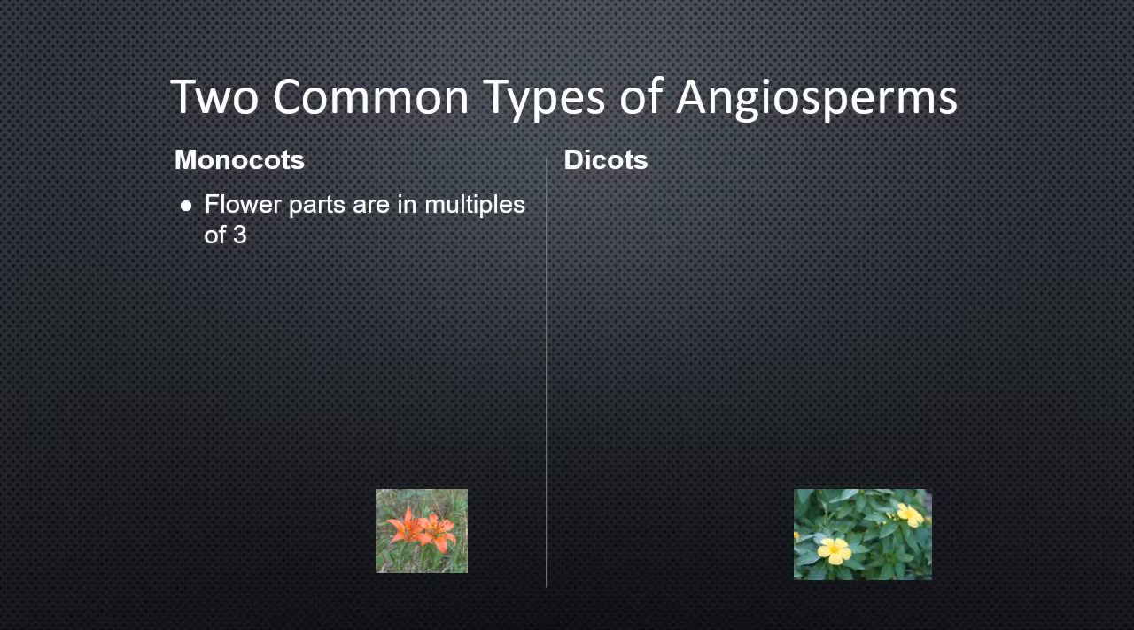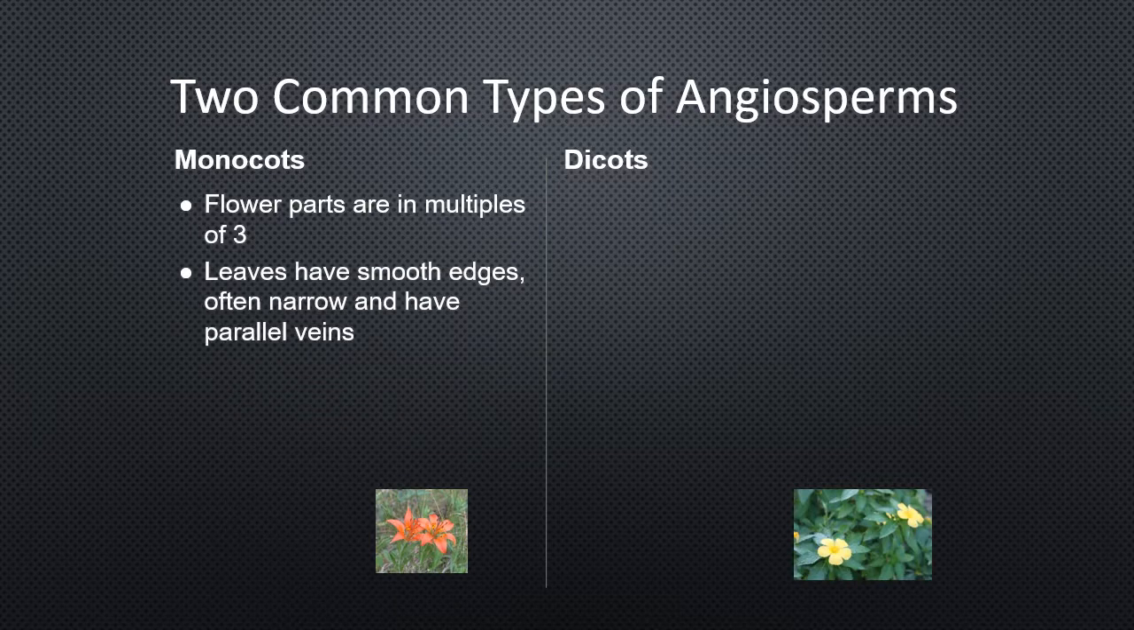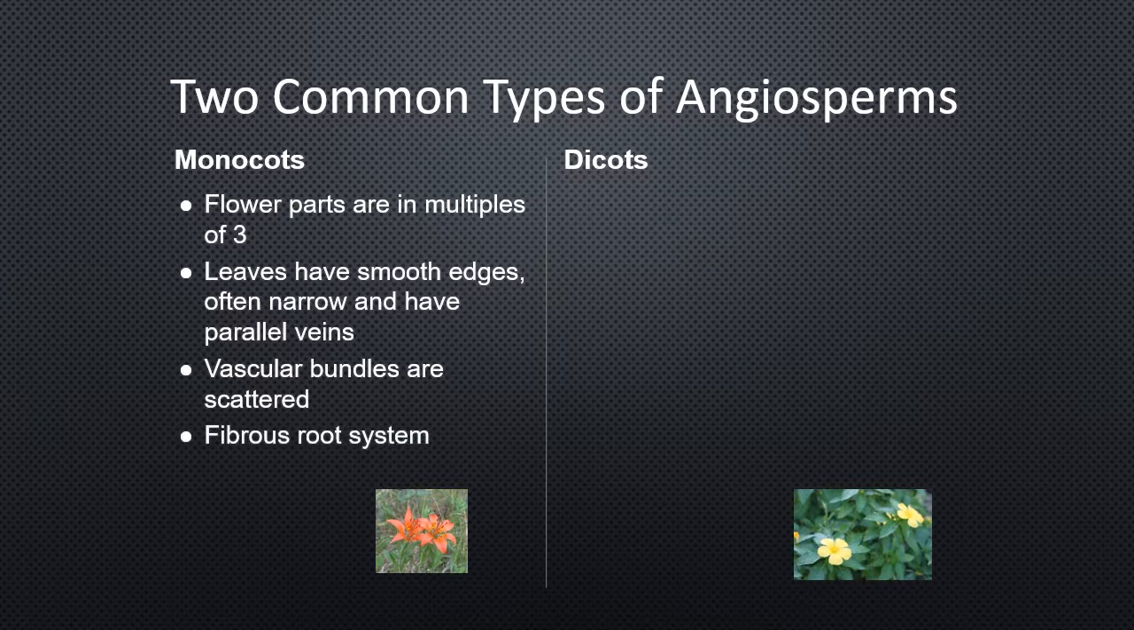Our monocots, the flower parts are in multiples of 3. The leaves have smooth edges and are often narrow and have parallel veins. And vascular bundles are scattered. And they have a fibrous root system. Our dicots, I missed one. An embryo has one seed leaf, which is called a cotyledon. So monocot has one seed leaf.